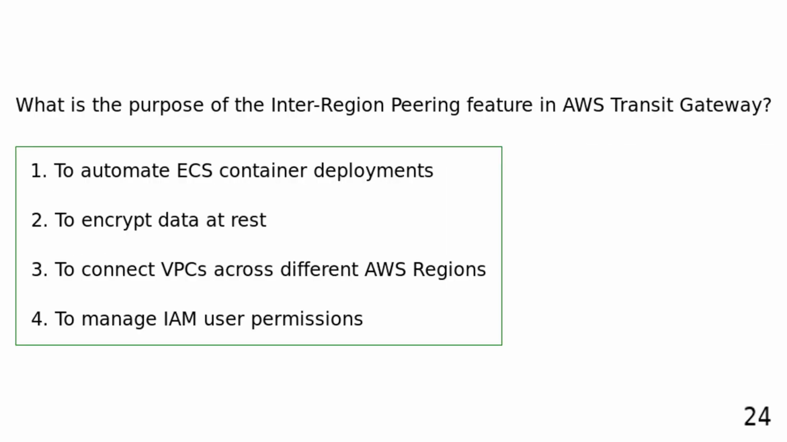What is the purpose of the inter-region peering feature in AWS Transit Gateway? To automate ECS container deployments. To encrypt data at rest. To connect VPCs across different AWS regions. To manage IAM user permissions.